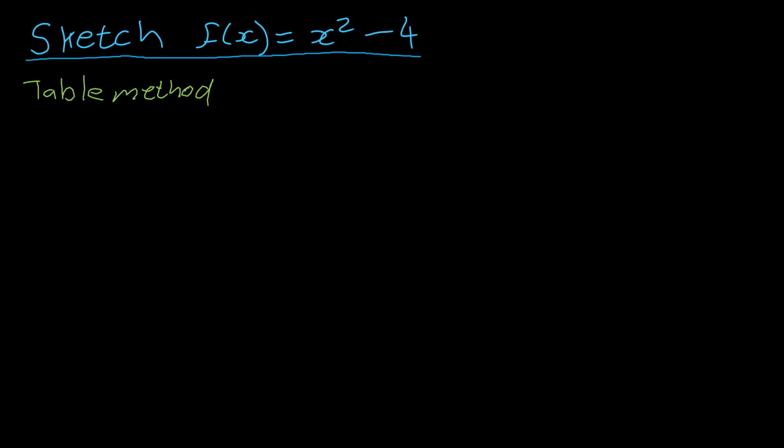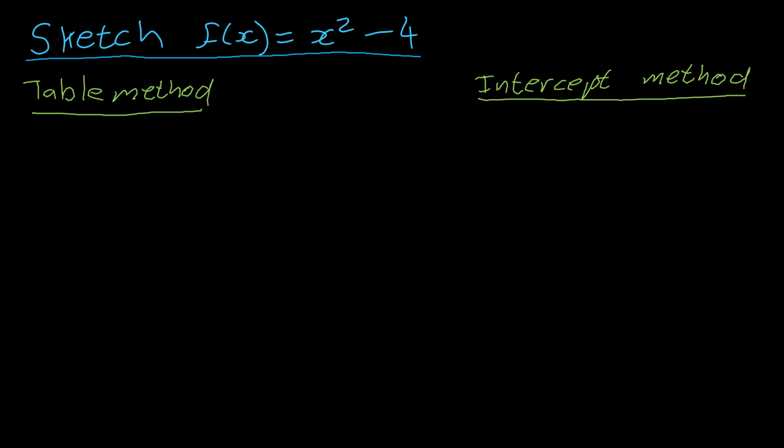Now, this is what we use at the start of grade 10, or you'll use the intercept method, which is normally what we'll use more towards the end of grade 10. Now, typically we'll be explicit. We'll ask you to use the table method if we want you to use the table method. Otherwise, you're going to use the intercept method.